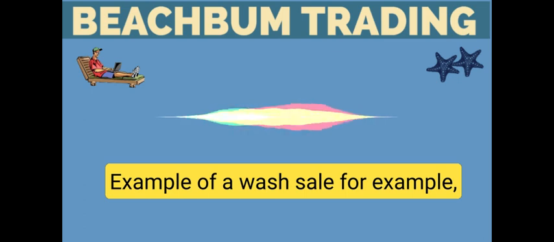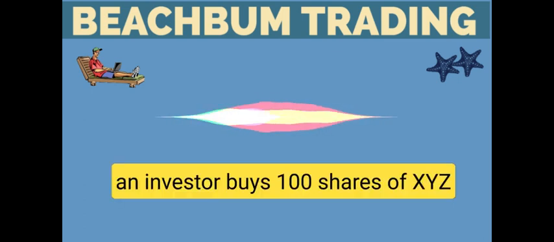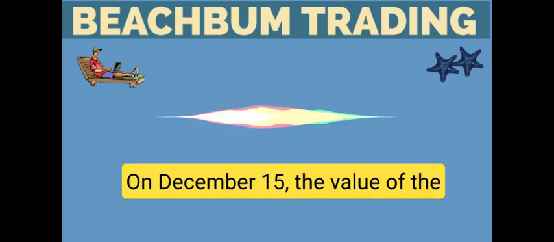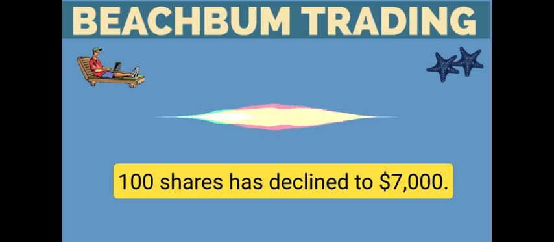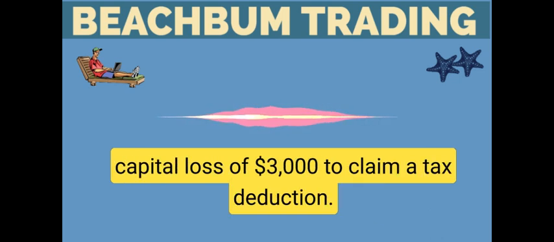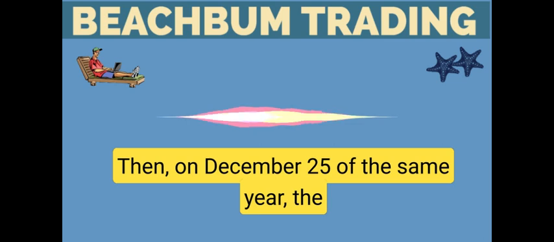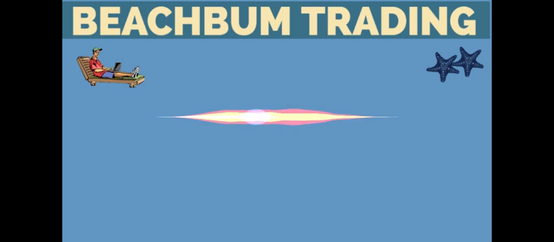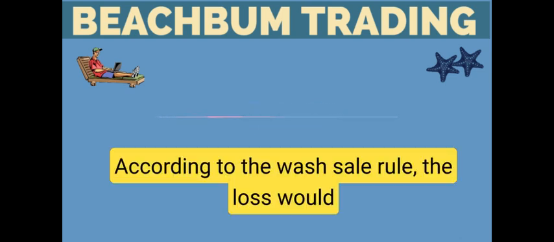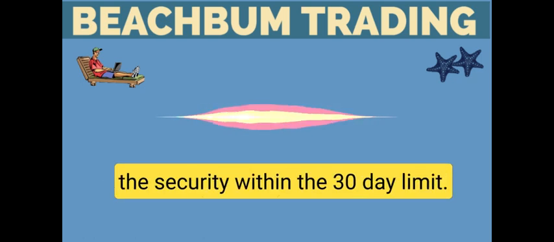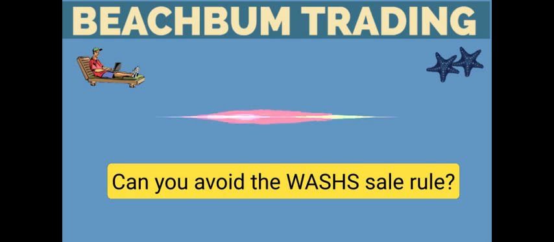Example of a wash sale: an investor buys 100 shares of XYZ technology stock on November 1 for $10,000. On December 15, the value of the 100 shares has declined to $7,000. So the investor sells the entire position to realize a capital loss of $3,000 to claim a tax deduction. Then on December 25 of the same year, the investor repurchases the 100 shares of XYZ tech stock to re-establish the position in the stock. According to the wash sale rule, the loss would not be allowed, as the investor would have repurchased the security within the 30-day limit.